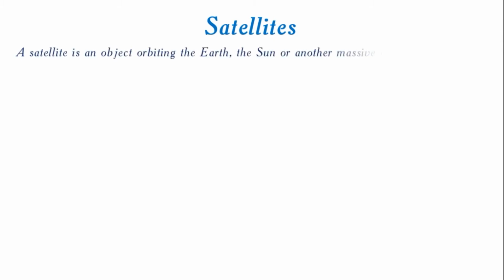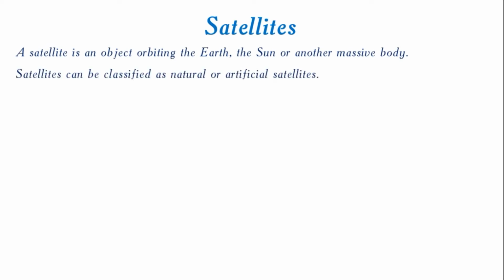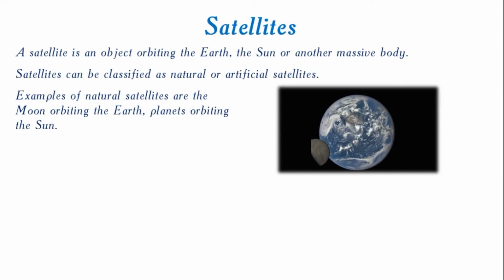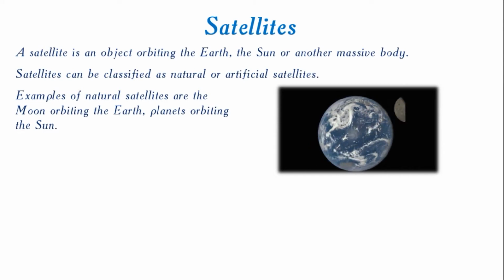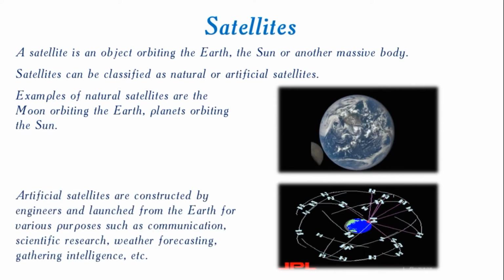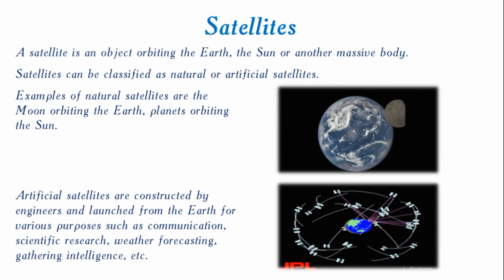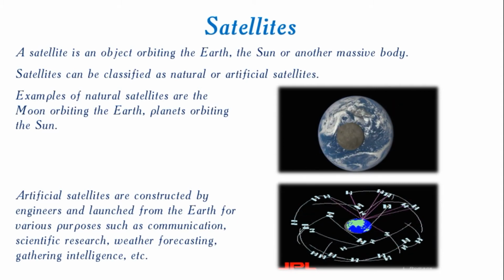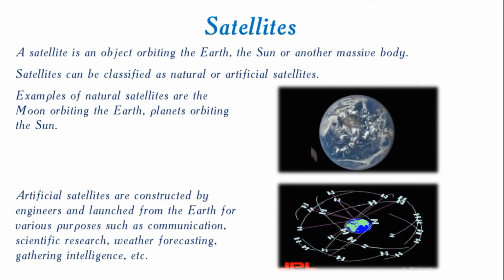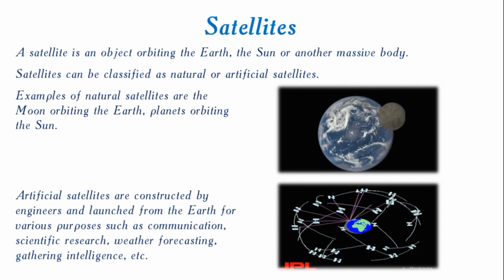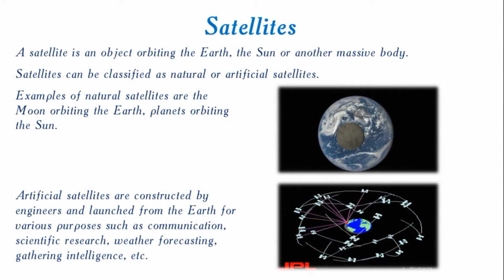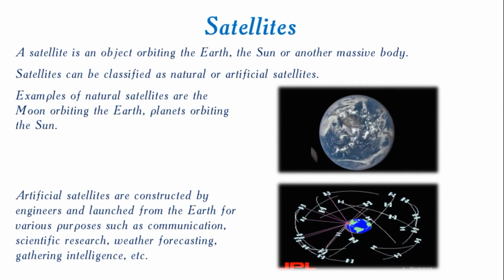Satellites. A satellite is an object orbiting the Earth, the Sun, or another massive body. Satellites can be classified in two categories: natural or artificial satellites. Examples of natural satellites are the Moon orbiting the Earth and planets orbiting the Sun. Artificial satellites are constructed by engineers and launched from the Earth for various purposes, such as communication, scientific research, weather forecasting, gathering intelligence, etc.